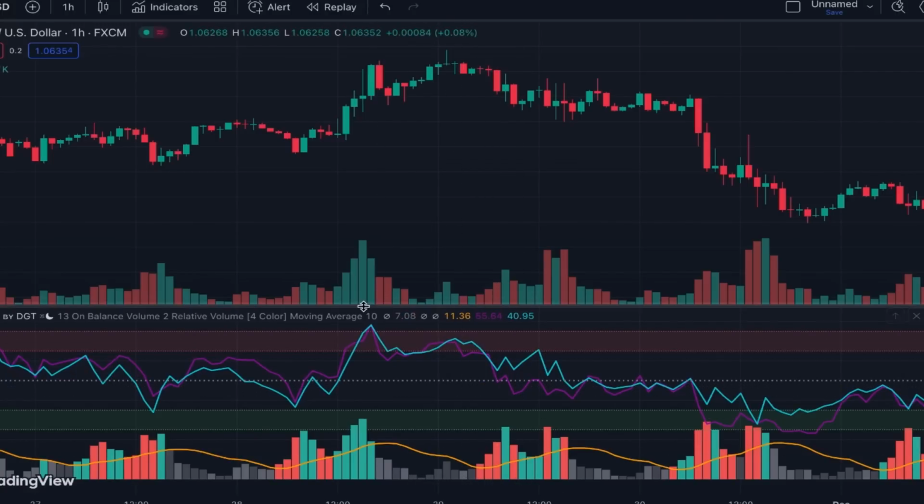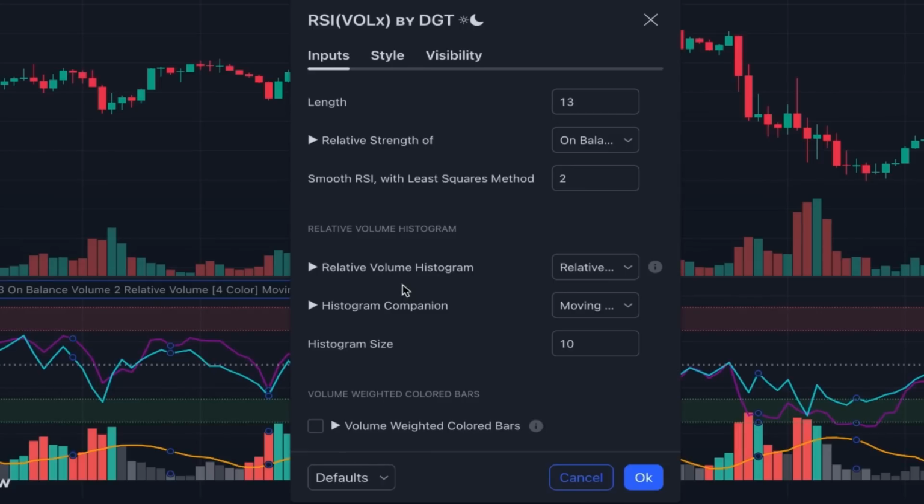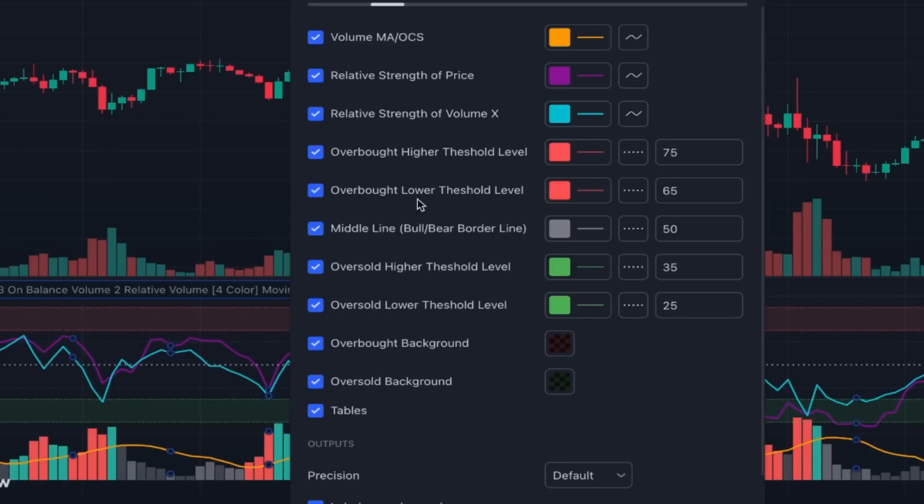By default here in the style tab of the indicator, for overbought and oversold, the lower threshold level for overbought is set at 65, which you can set at 70, just the way that you use RSI. And for the higher threshold level for oversold, it's set at 35, which we can set at 30. So it will be exactly similar to RSI default settings.